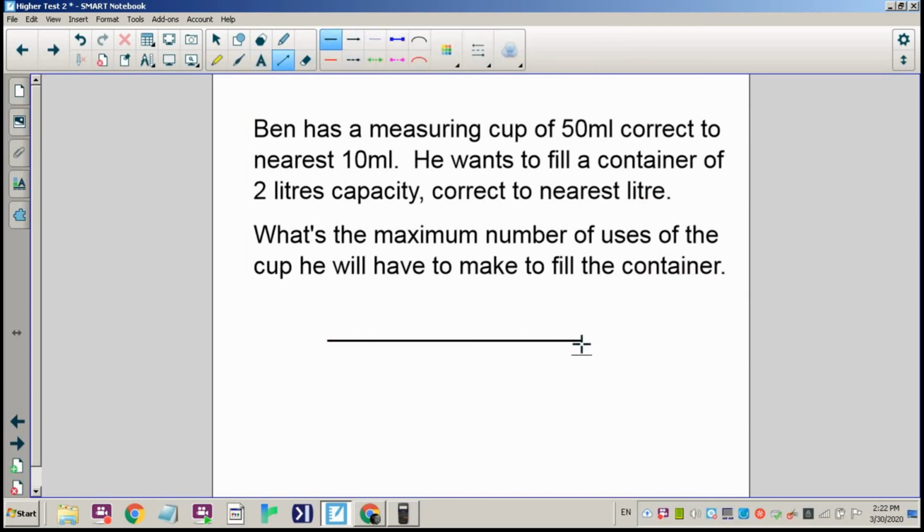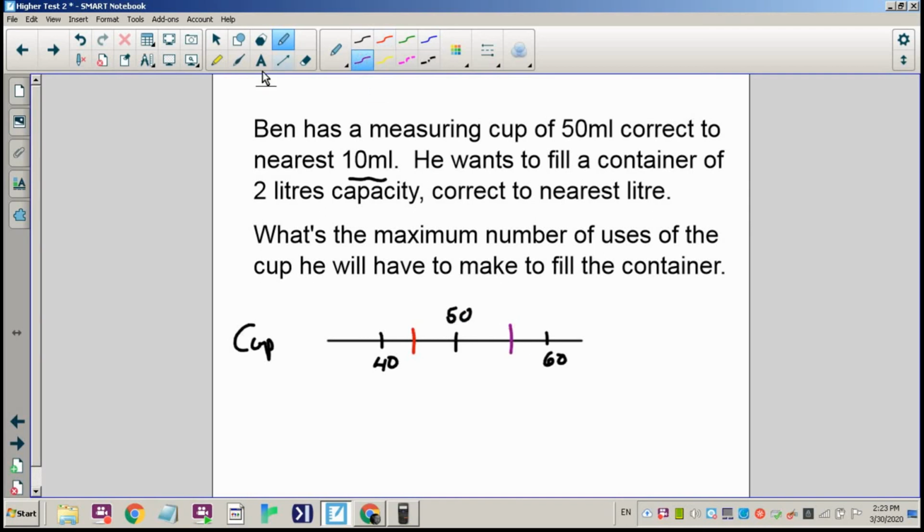So here we go, let's deal with the measuring cup first. If I put cup here, and it's correct to the nearest 10 mil, it could be 50 mils, or it could be 60, or it could be 40. So what's the lower bound and the upper bound? Well, it's halfway between 40 and 50. Add those two together, 40 and 50 is 90, halve it. Here's your lower bound, it's 45.